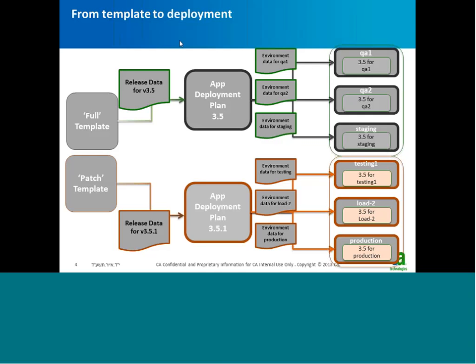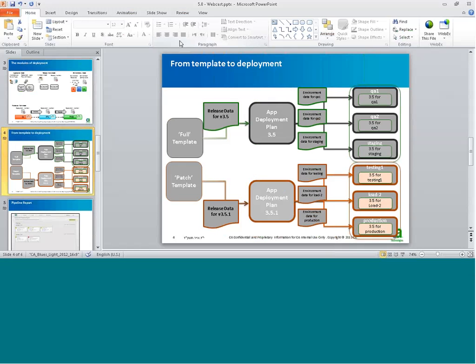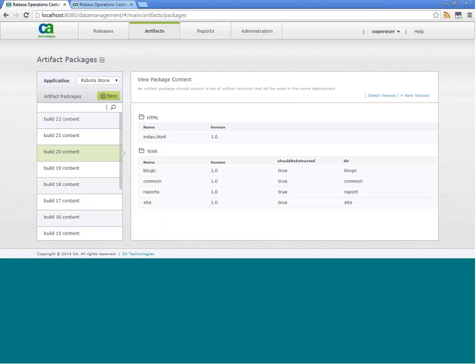Okay? So what we see here is how we combine all these types of information together. We have the template, we associate it with the release data, we have a deployment plan, and we can associate the deployment plan with the environment data to deploy the same content across the different environments. Now let's jump back into the system and see how it looks in the product. All right, so we have the artifact package. Let's see the list of the deployment plans that I have created, and let's create a new one and run it on the QA environment.